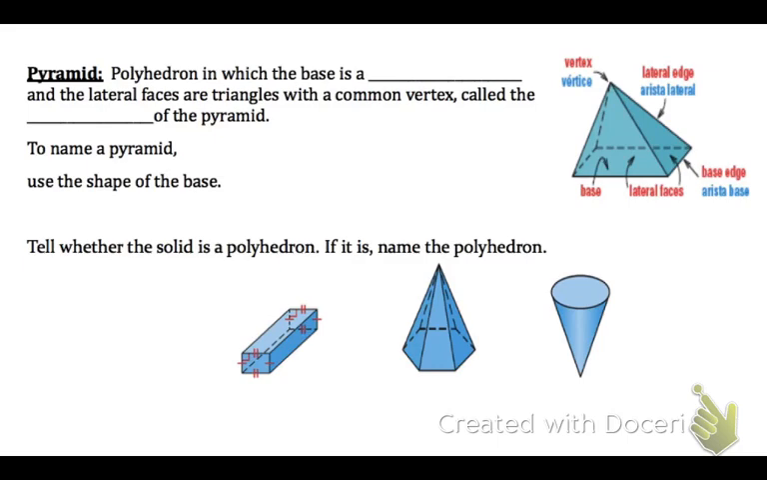Pyramid. A pyramid is a polyhedron in which the base is a polygon and the lateral faces are triangles with a common vertex. We call that common vertex the apex of the pyramid. To name the pyramid, you use the shape of the base.